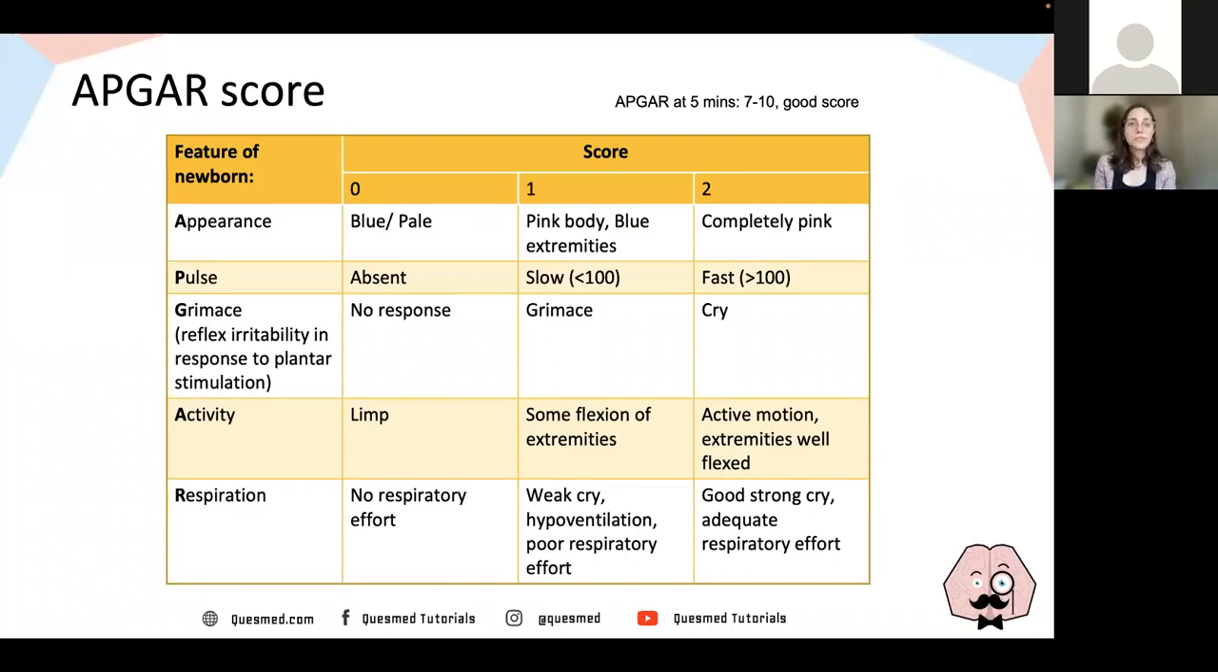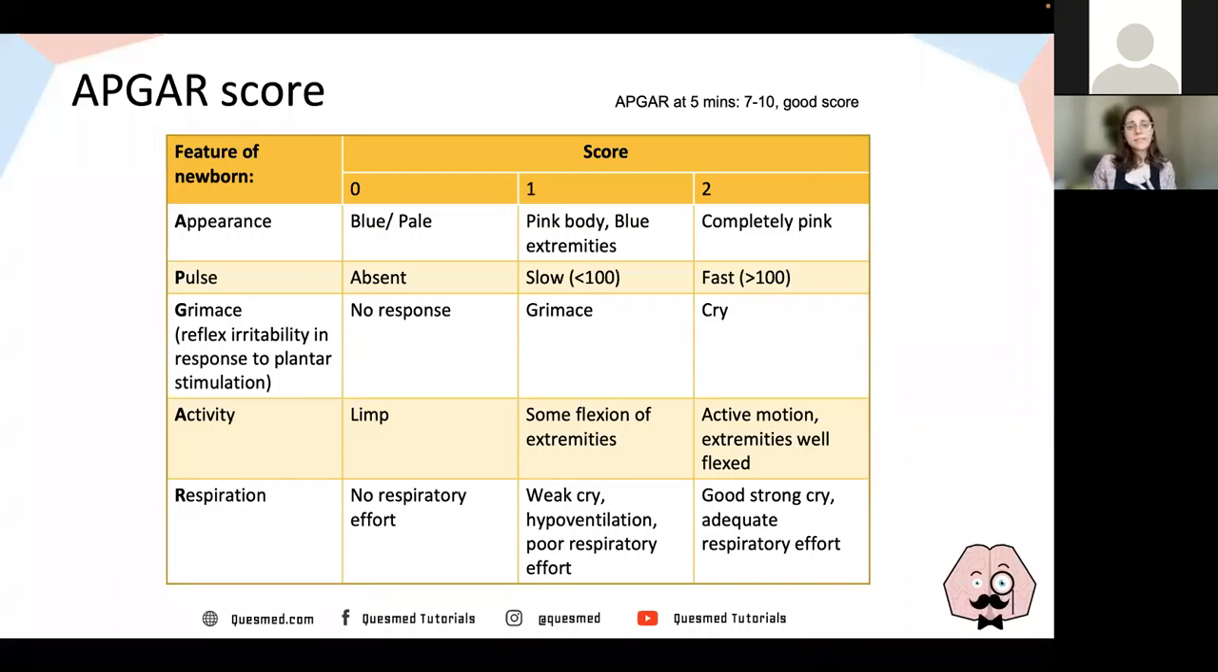For appearance, you'd be looking out for things like color. If there's any bluish tinge, which is very normal in newborn babies, you obviously knock off a little bit from the score. The pulse is slow or fast. Sometimes this is a hand-measured pulse, so you'll be taking a femoral pulse. But in the vast majority of cases, babies would have a SATS monitor popped on, wrapped around their foot or something like that, and that will give you a more objective measure of pulse.